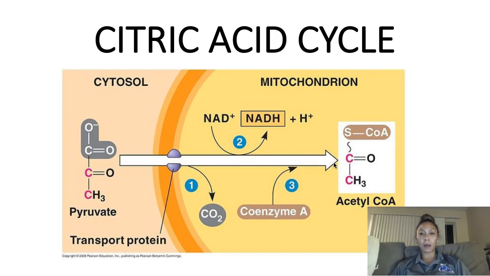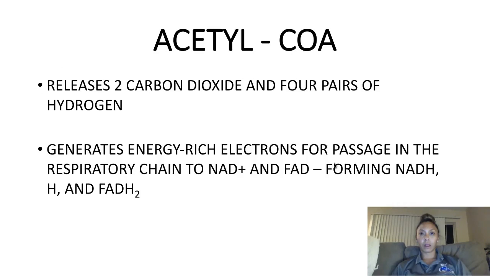So what we notice here is that pyruvate uses a transport protein, and it also forms some NADH, which is needed later on to form ATP, and then it also turns into acetyl-CoA. Acetyl-CoA releases carbon dioxide and 4 pairs of hydrogen. These molecules are needed in order to get ATP. And it's also allowing these molecules to use these electrons to form more ATP molecules.